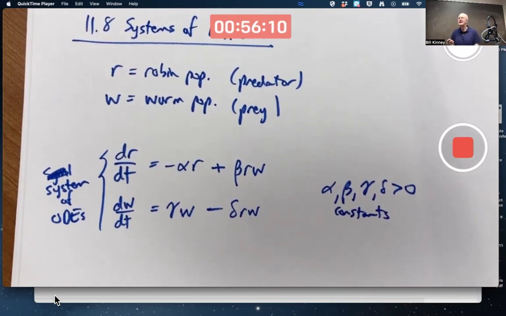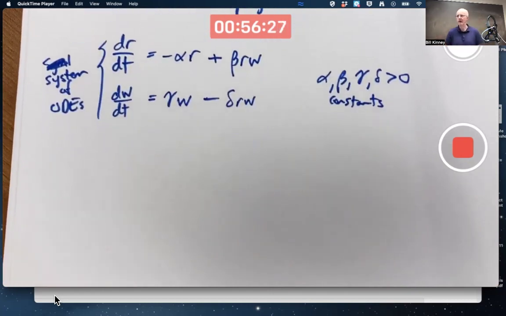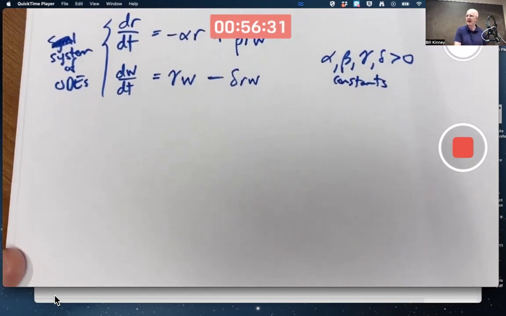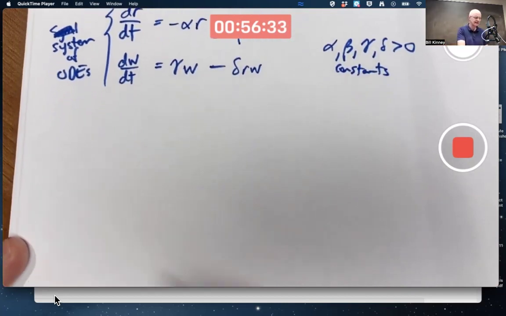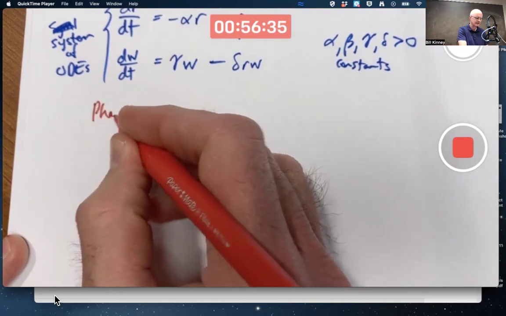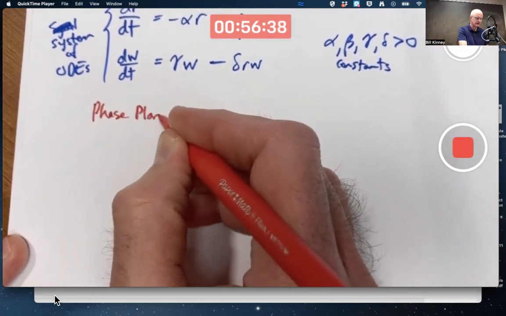And we'd like to be able to think about what goes on here for arbitrary alpha, beta, gamma, and delta. Easier said than done. What we can start to do, however, is we can start to draw a phase plane. Phase plane.